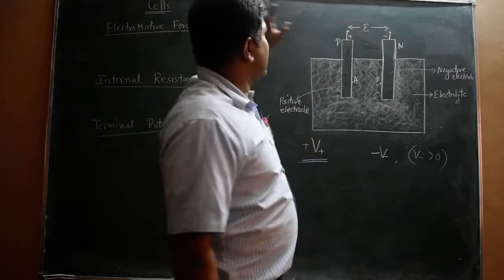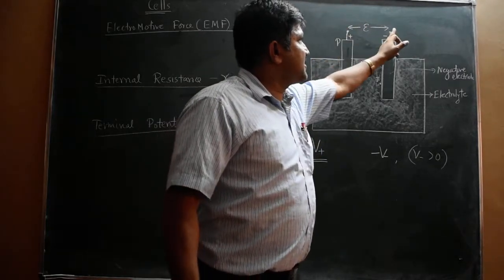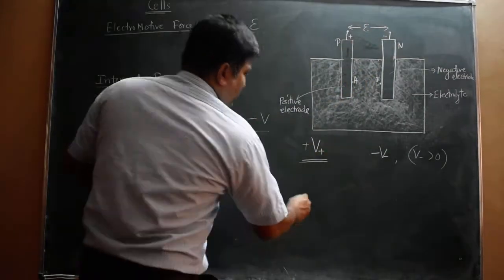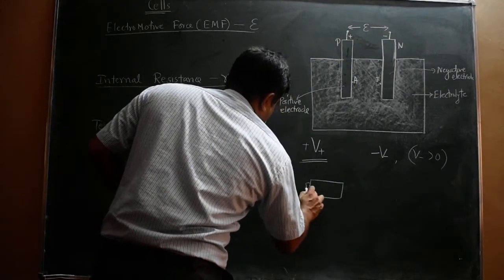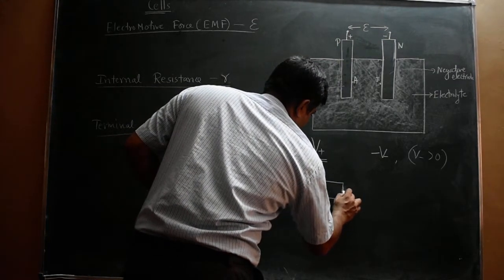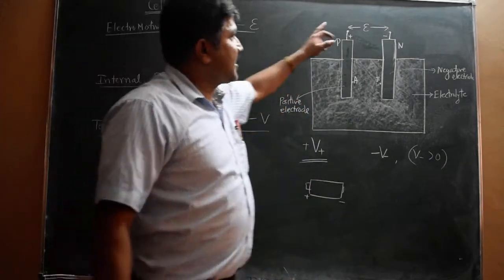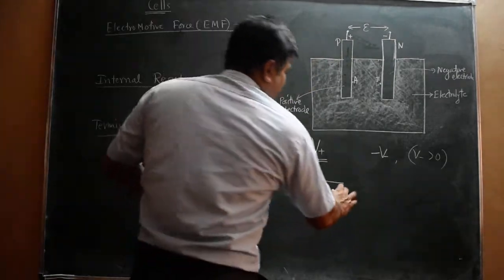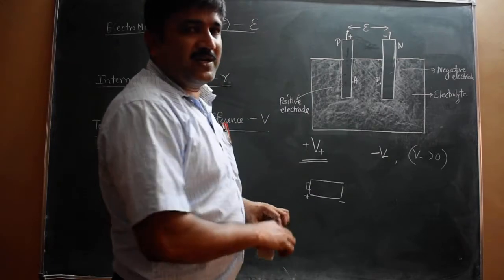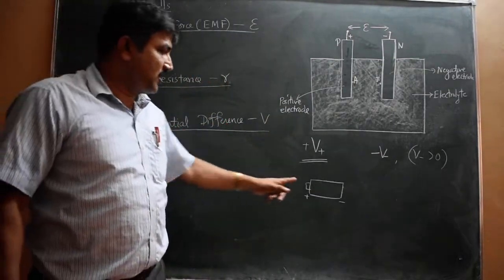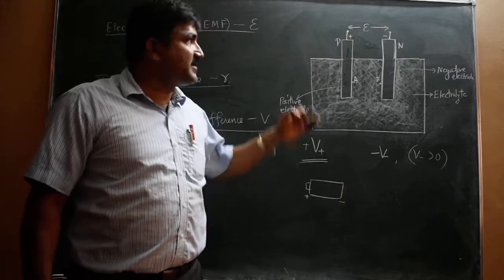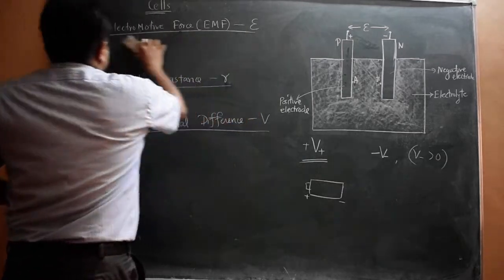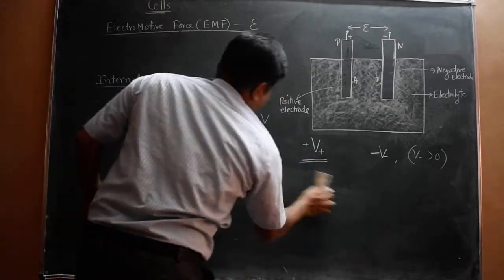But EMF or electromotive force is the potential difference across the terminals of a cell. Simply, if I put a diagram like this, this is the plus and this is minus. So the potential difference across the terminals of a cell is between these two, when no current is drawn from the cell, or when the cell is in open circuit. When the cell is in open circuit, the potential difference between the terminals is the EMF of the cell. Next, this EMF determines the ability of the cell.